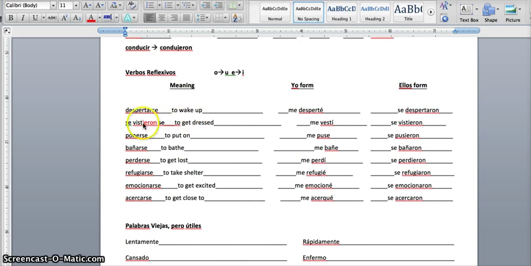Despertarse, to wake up. Vestirse, to get dressed. Ponerse, to put on. Bañarse, to bathe. Perderse, to get lost. Refugiarse, to take shelter. Emocionarse, to get excited. Acercarse, to get close to.